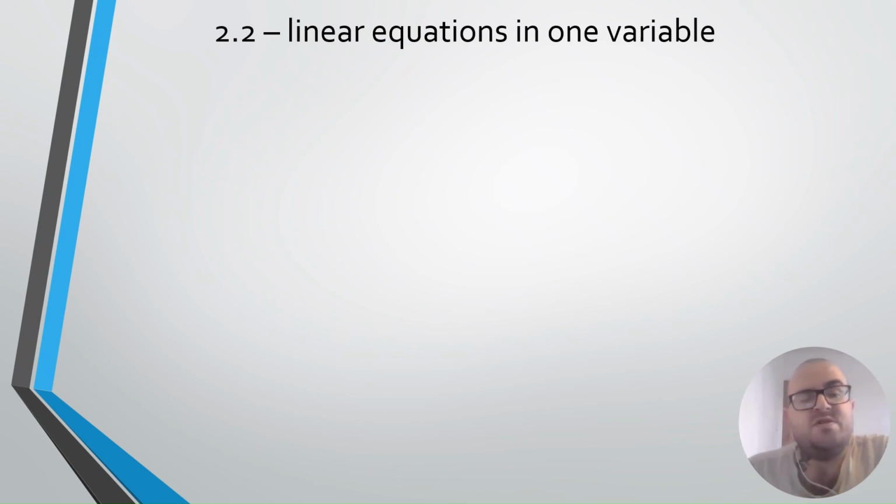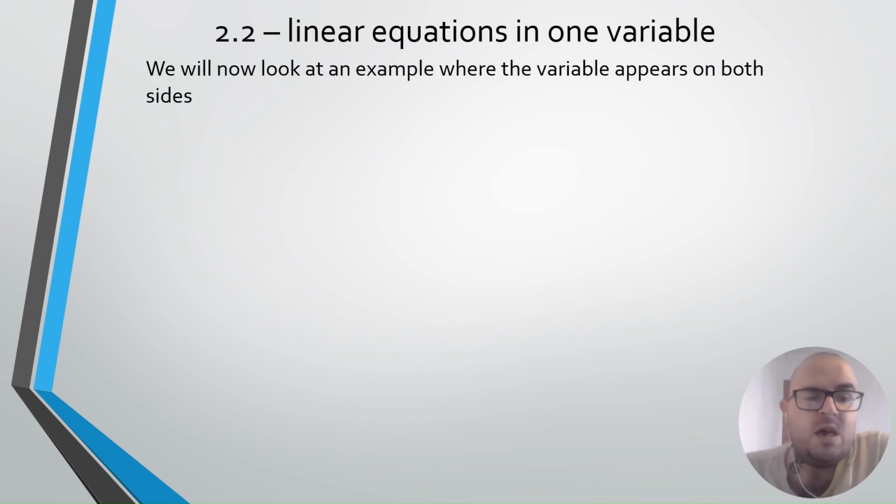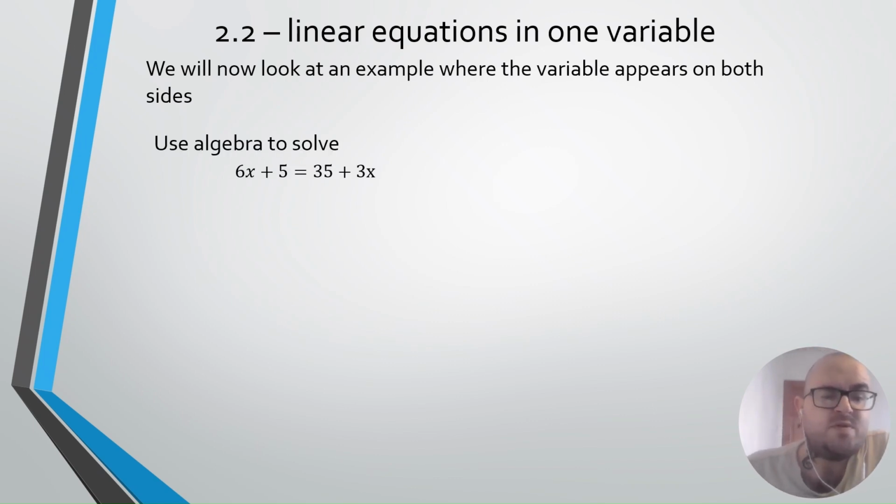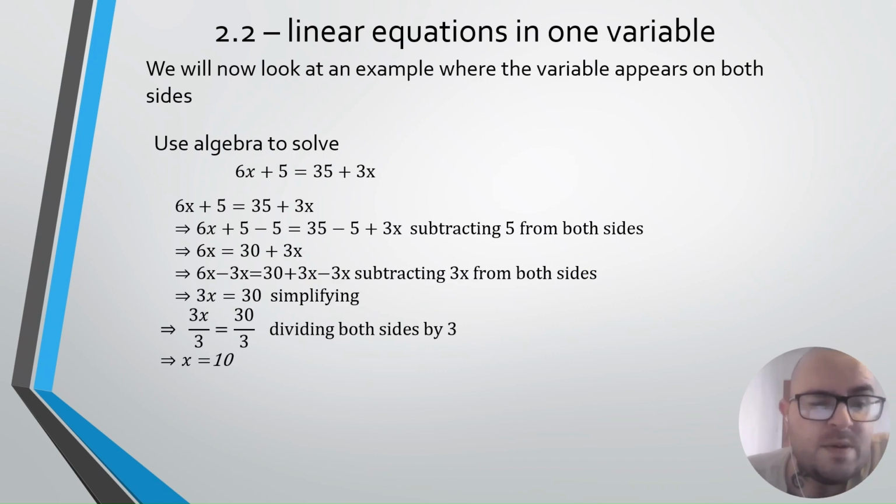Linear equations in one variable. We will now look at where the variable appears on both sides. Use algebra to solve 6x plus 5 equals 35 plus 3x. It simplifies down to x equals 10. All you do is you subtract 5 from both sides. You then subtract 3x from both sides, and it brings you down to 3x equals 30. You then divide both sides by 3, and that gives you x equals 10.